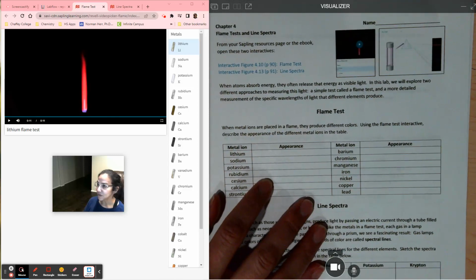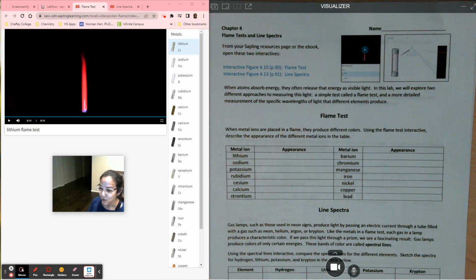All right, you guys. So today we're gonna go over our atomic spectra lab on Labflow. This is gonna be our little pre-lab section. All right. So flame test and line spectra. All of this is about energy, just like we learned in chapter 4.